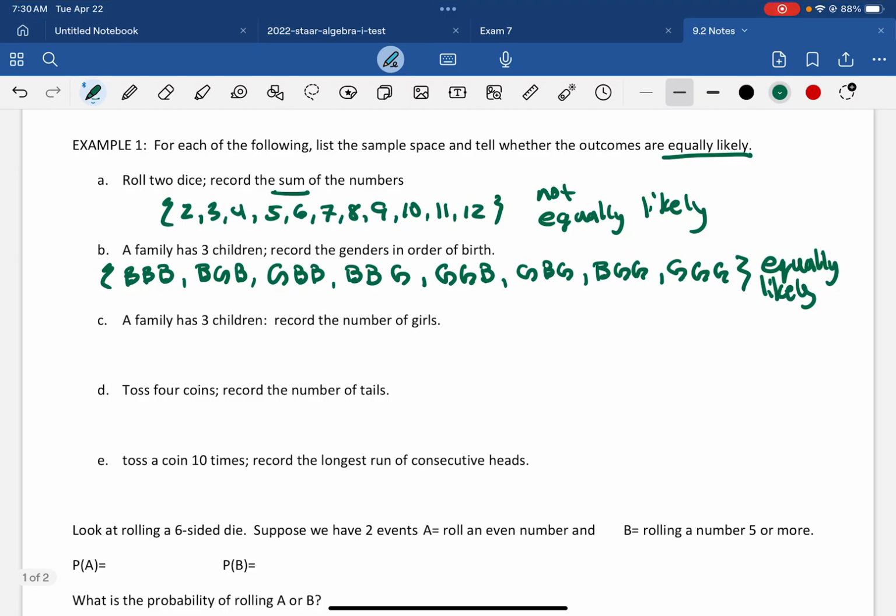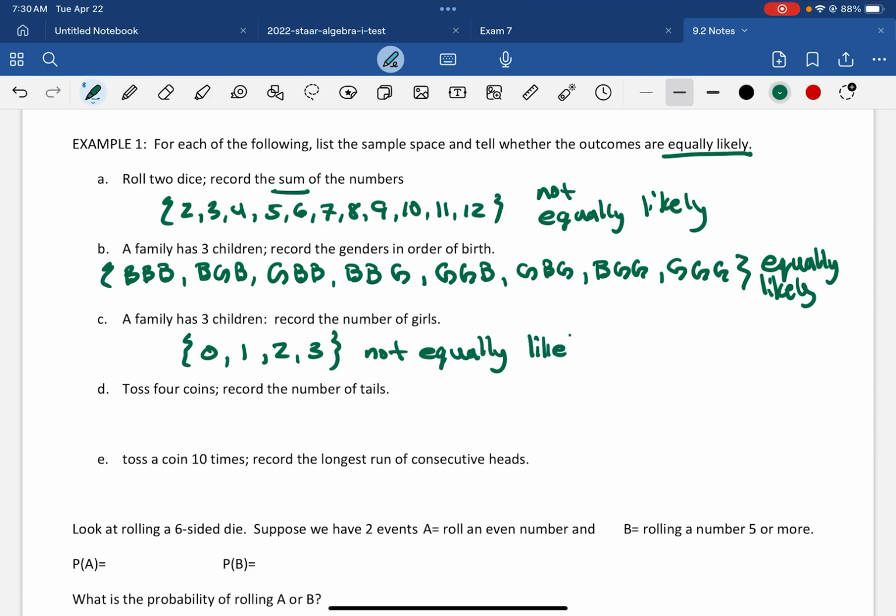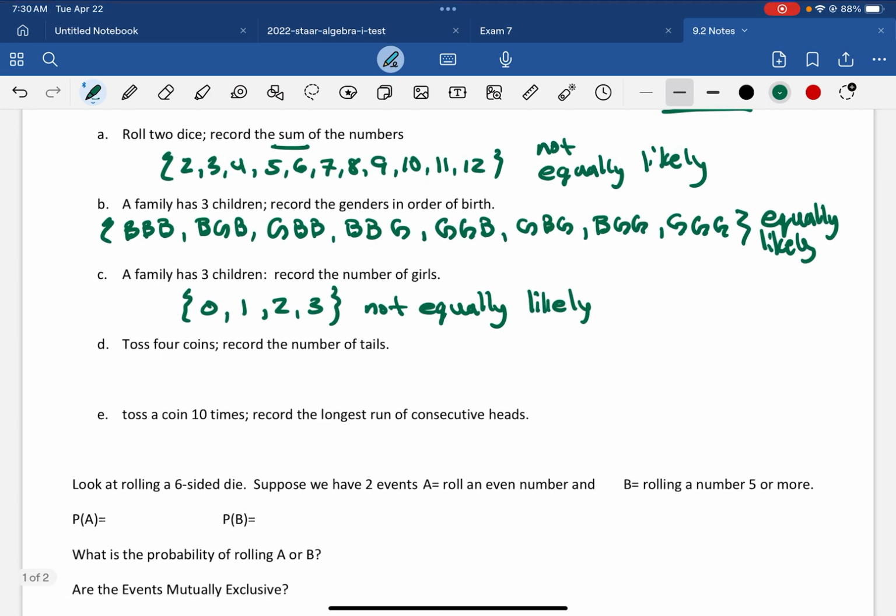Okay. This next one, it says a family has 3 children. Record the number of girls. Well, there could be 0 girls. There could be 1 girl. There could be 2 girls, or there could be 3 girls. And this is not equally likely because the events have a different probability or different chance.